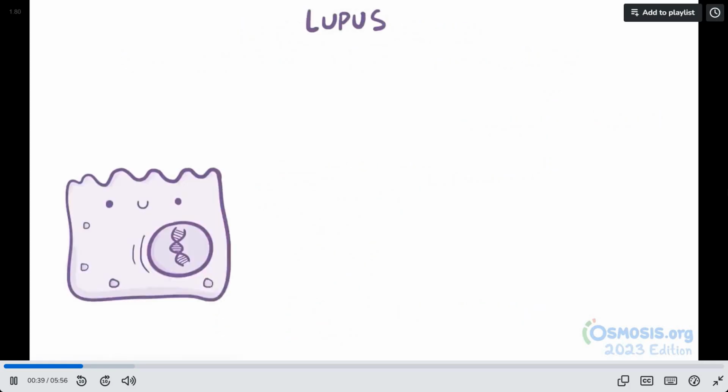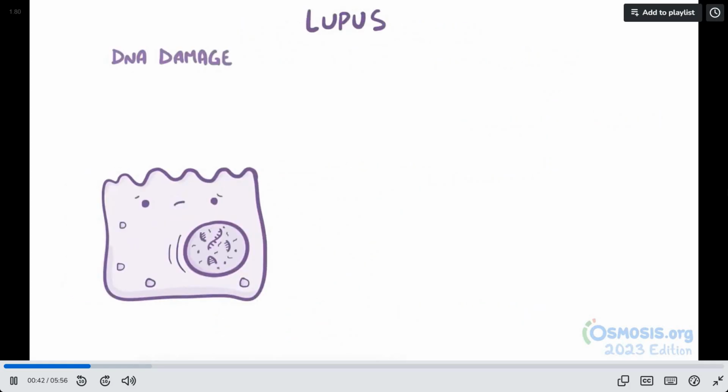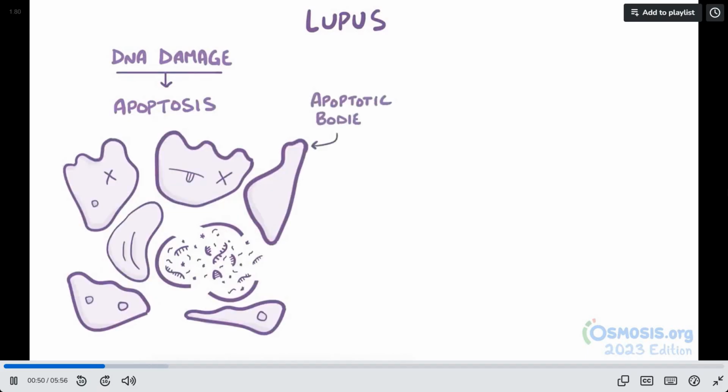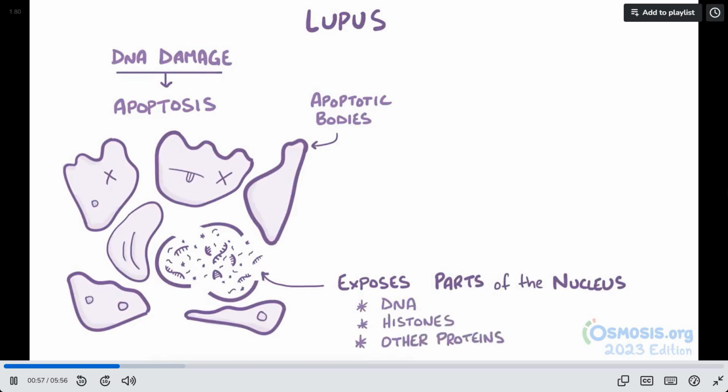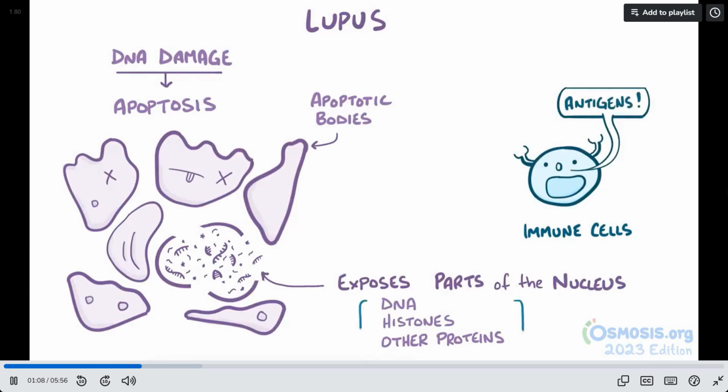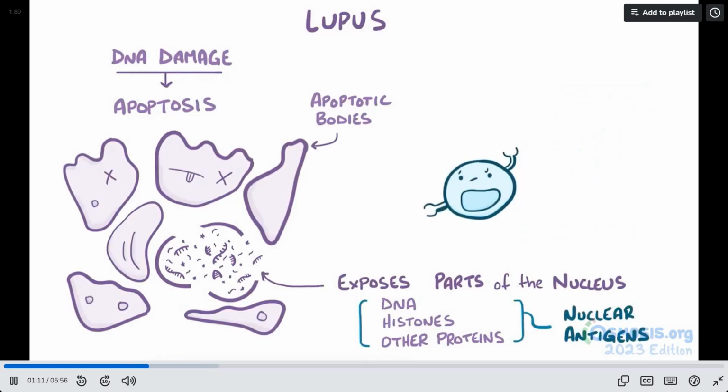In lupus, what happens is that some cells have their DNA so badly damaged that the cell undergoes programmed cell death, or apoptosis, and it dies. This produces all these little apoptotic bodies and exposes the insides of the cell, including parts of the nucleus, like DNA, histones, and other proteins, to the rest of the body. Now, with lupus, the immune system is more likely to think that the cellular parts are foreign, or antigens, and since they're from the nucleus, they're referred to as nuclear antigens, and immune cells try to attack them.